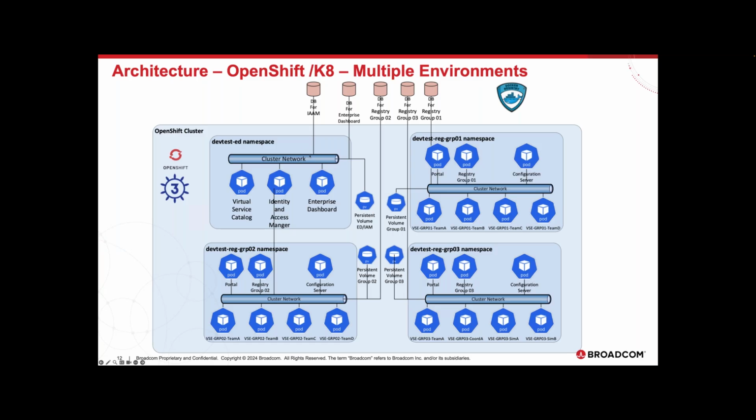Okay, SQL database. So for group one, maybe we can have a different namespace where they can deploy their own portal, registry, configuration server, and VSEs. So they can spin up a number of VSEs. As you see here, we have 4 VSEs for team A, team B, team C, and team D. Each group will have their own persistent volume for their registry.